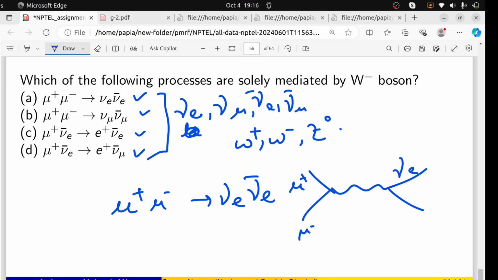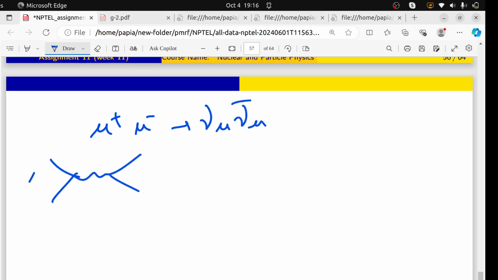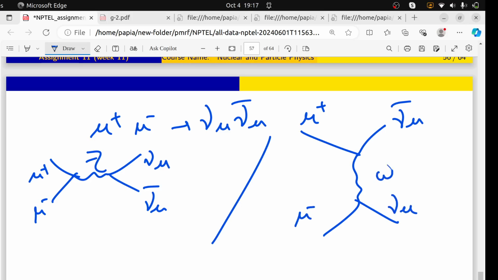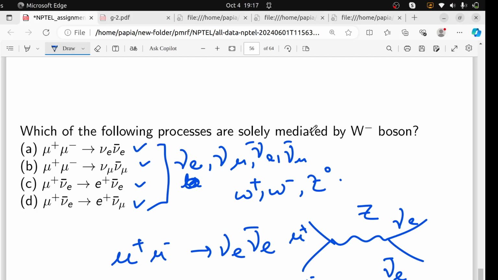μ+ μ− ν_μ ν̄_μ through Z, because there should not be any W. If the W is there, then the vector number will be violated. Now like μ+ μ− ν_μ ν̄_μ. For this case, Z can be fine because of this interaction, or it can be formed by this one, μ+ ν̄_μ, μ− ν_μ through W. So this can be fine. But solely mediated by W, that is also not correct. So option A is not the one, B is also not the one.